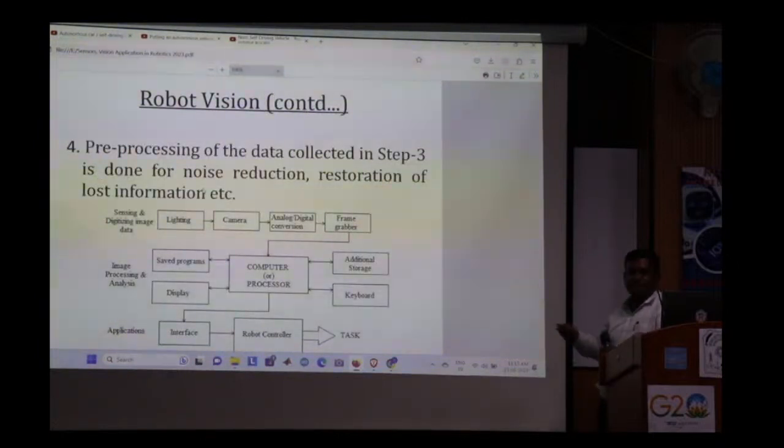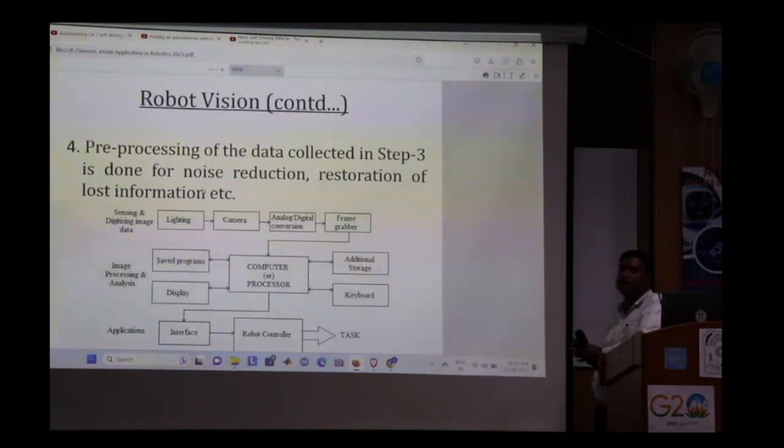I'll be a little fast, because I don't have much time. The fourth step is the pre-processing of data collected, which is done for noise reduction, restoration of lost information. If you see this diagram: sensing and digitizing image, light, then lighting, then camera, then analog to digital conversion, then frame grabber, and then we send it to the CPU. This is the processing part of the whole computer vision. Finally, it is sent to the interface, then to the robot controller, and the task is executed.